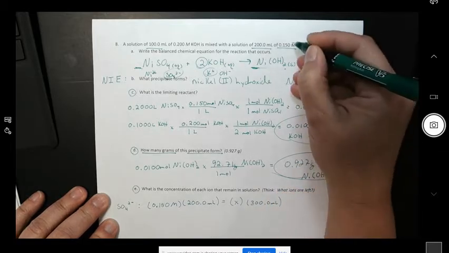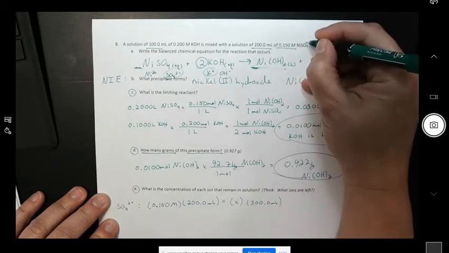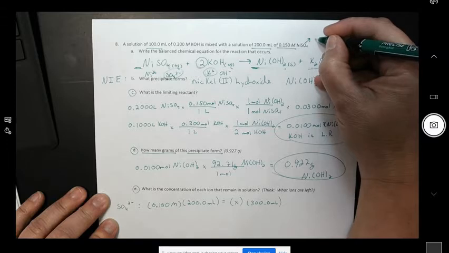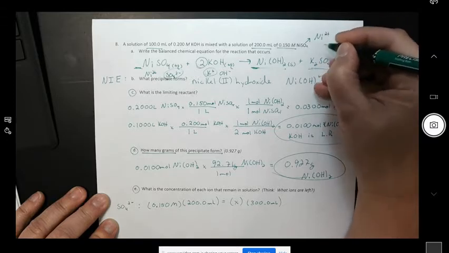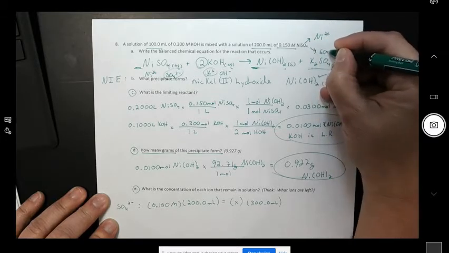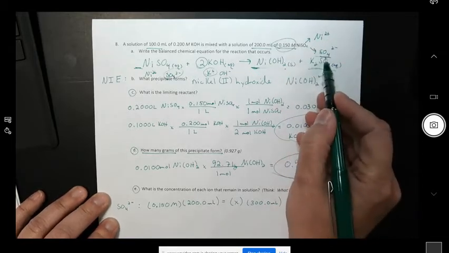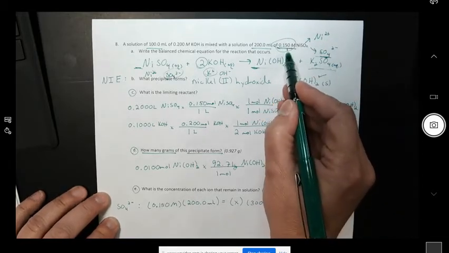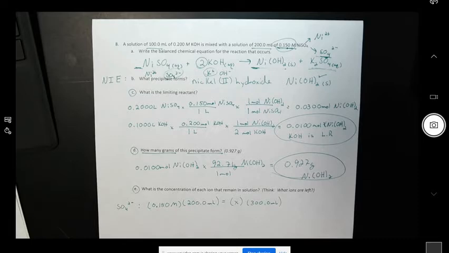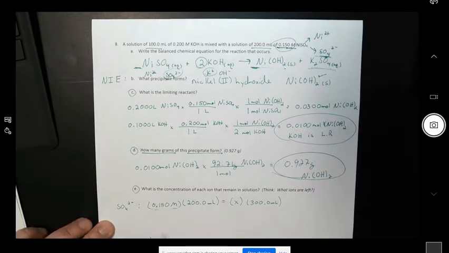And I want to preface one more thing, because when this breaks up into ions, I get 1 part nickel ion and 1 part sulfate ion. That's how come I can say my original concentration of sulfate was 0.150. It's really because it's a 1-to-1 mole ratio. If I had 2 SO4s instead, I could not say that I would have double the SO4 concentration. So just keep that in mind. I'm really going by the fact that that's a 1-to-1 mole ratio there.